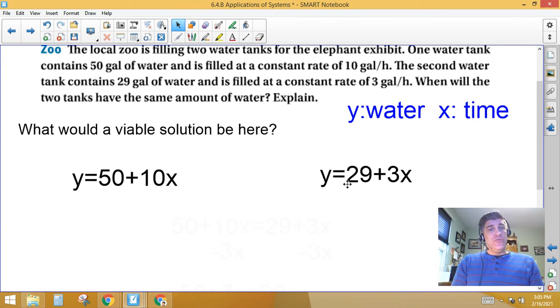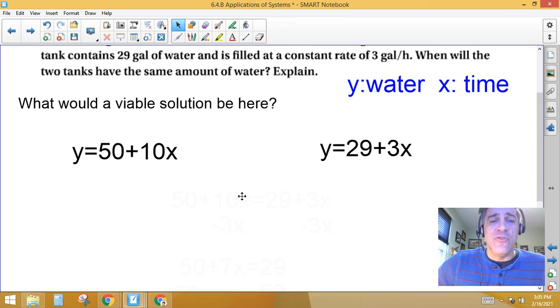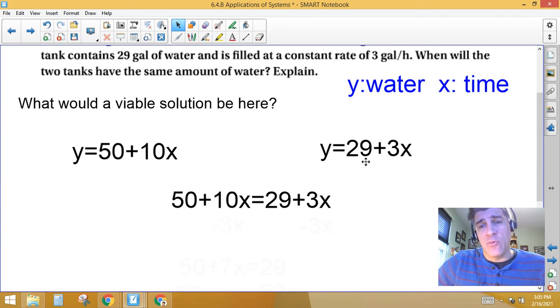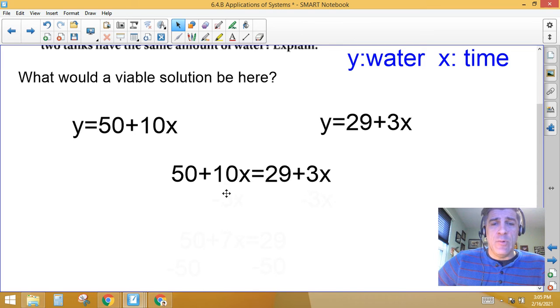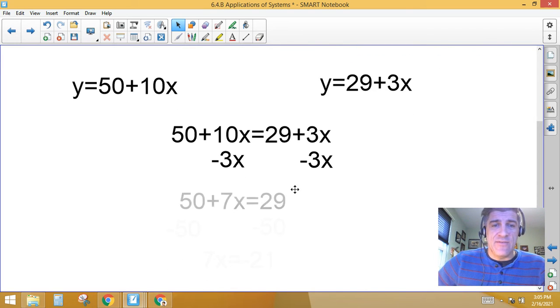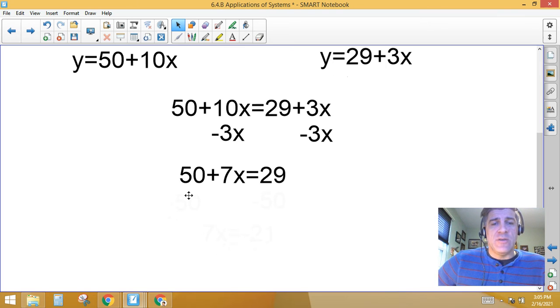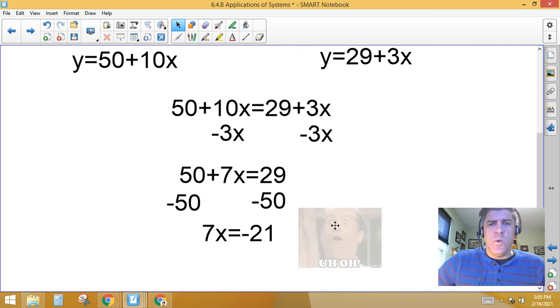What method do you think we should use here? I again think we should use substitution. A lot of times it's going to be set up for substitution in these application style problems. I'm going to set the two expressions equal to each other. The first tank, 50 plus 10x, equals the second tank, 29 plus 3x. When they are equal, that'll be the same amount of time, when those two x's are the same. So now let's isolate one of the variables. I'm going to subtract 3x from both sides just because it'll leave me with a positive 7x. Now I have to subtract away 50. And now I'm left with 7x equals negative 21.